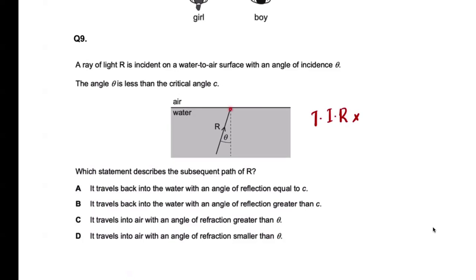So this is going from more dense to less dense. So I know this is going to bend away from the normal. So this is what I would expect. So it travels back into the water with an angle of reflection equal to C. So that's not really true. Most of it is refracted. No, again, this is just a violation of reflection. It travels into air with an angle of refraction greater than theta. So this is your angle of refraction, which is obviously going to be more than theta. So this is your correct answer.